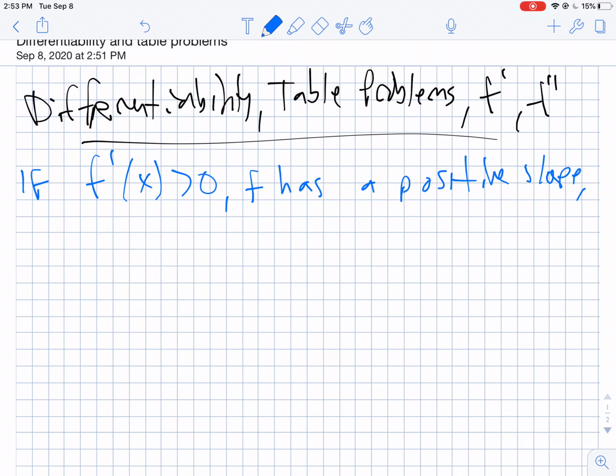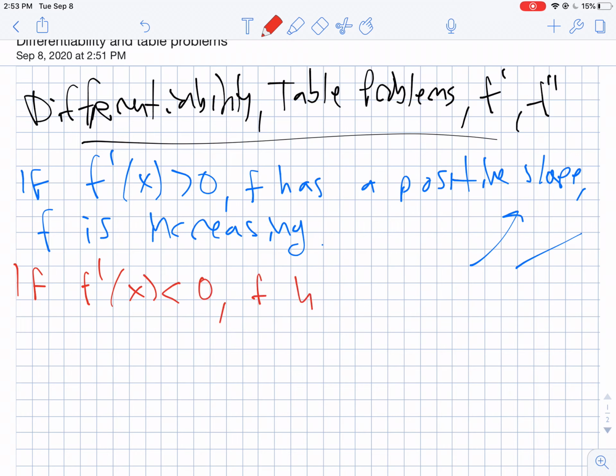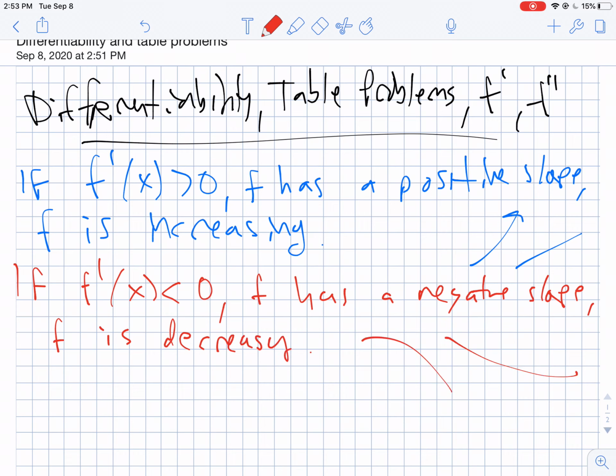But it also means if you have a positive slope, you're going up. As you go over to the right, you're going up. So we call that f is increasing. Conversely, if you have a negative derivative, so if your f prime of x is a negative number, f has a negative slope, and your function f of x is decreasing. If you have a negative first derivative, your slope is downwards, you're decreasing.